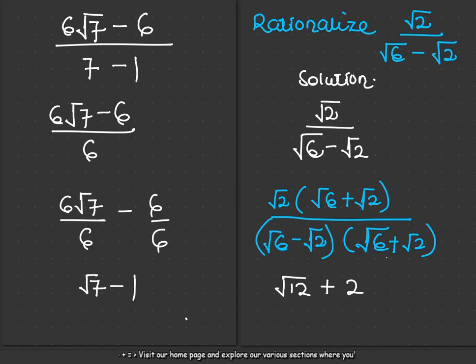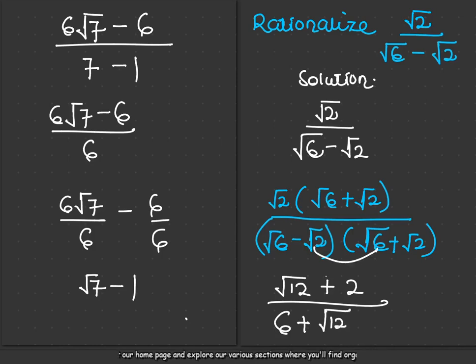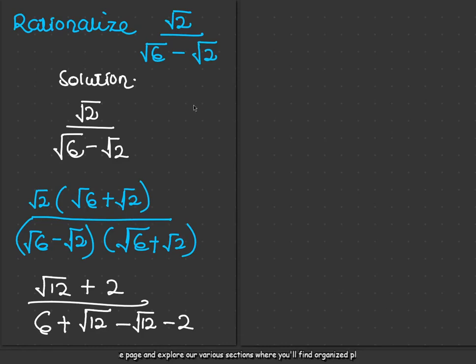Okay. So we now come to the denominator. Root 6 times root 6 gives us a 6. Then root 6 times root 2 gives us a positive root 12. Then negative root 2 times root 6 gives us a negative root 12. Then negative root 2 times root 2 gives us a negative 2. Okay. So we now do our simplification.